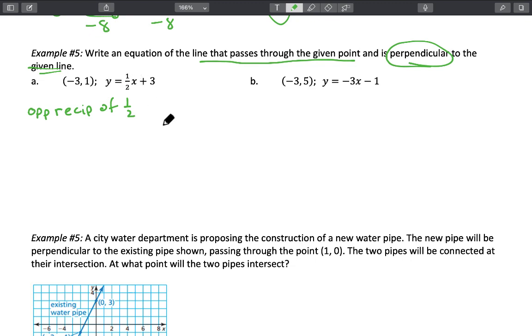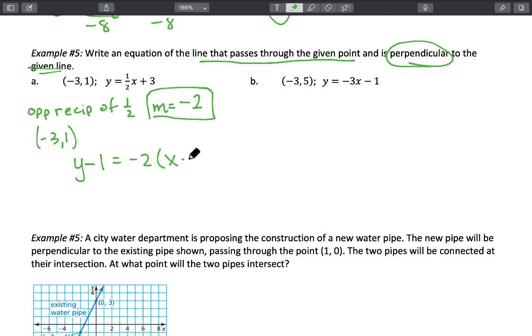This is positive 1/2, so I know the slope of the line that's perpendicular to it has to be negative, and the reciprocal of 1/2 is 2/1. Well, 2/1 is just 2. So the slope of my perpendicular line has to be negative 2, and it has to pass through the point (negative 3, 1). So again, I'm going to use point-slope form, which says y minus y1 is equal to my slope of negative 2 times x minus x1. That would be a negative 3, so I'm going to write it as x plus 3.